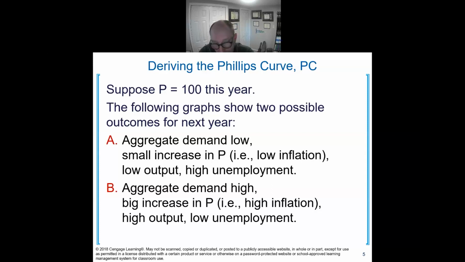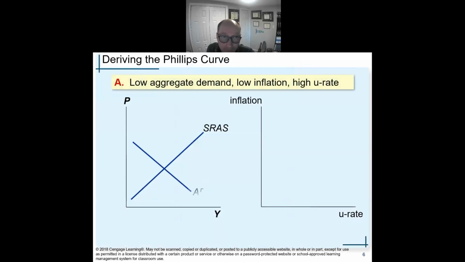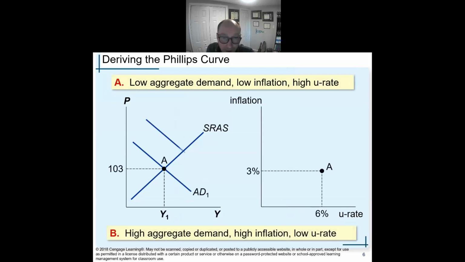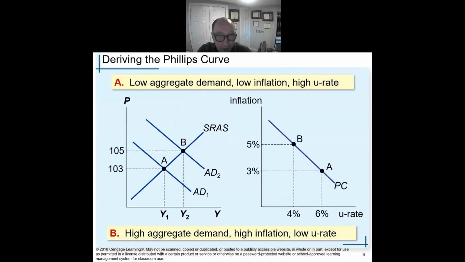When demand is high and there's somewhat of a higher price, there's going to be higher inflation with high output and low unemployment. Currently in the United States in 2021, we're seeing what's happening with that. We're experiencing letter B currently. We can see the correlation graphically with respect to inflation and unemployment. We can see that with low demand, there's low inflation and high unemployment. With high demand, high inflation, there's low unemployment.